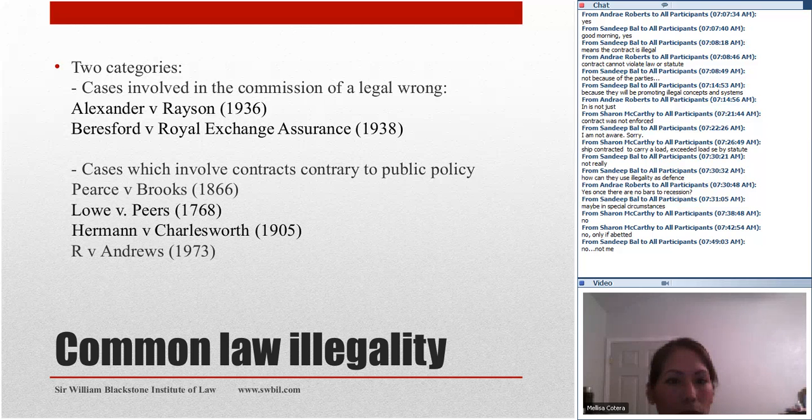So here we can see that this contract that Andrews tried to make with R was trying to restrain the administration of justice, obstruct justice. So, it was illegal.